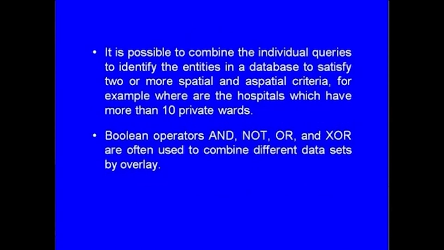It is possible to combine the individual queries to identify the entities in a database that satisfy 2 or more spatial and aspatial criteria. For example, where are the hospitals which have more than 10 private wards? In order to do this sort of analysis, Boolean operators such as and, not, or, nor are often used to combine different data sets by overlaying.